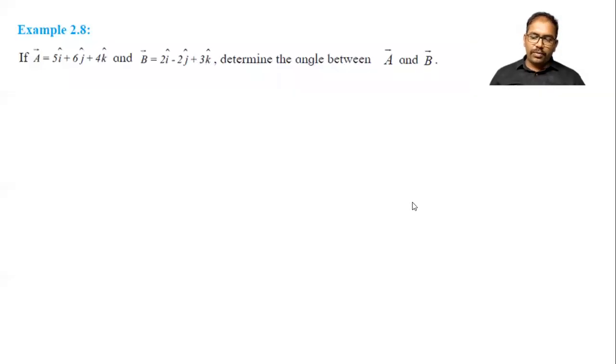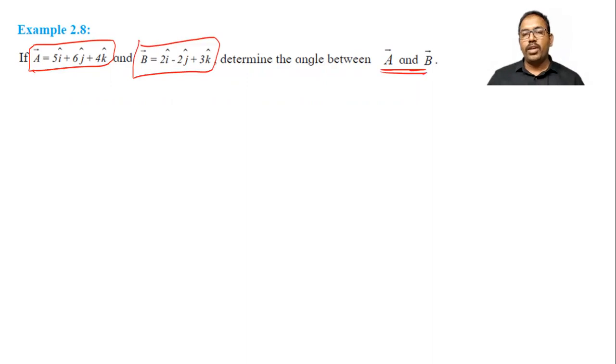Now we solve one problem here. If A bar is given by this vector, B bar is by this vector, and find out the angle between A and B. You can find the angle by two methods. See here, you know that A bar dot B bar is AB cos theta. So this theta you have to find out. How do you find theta?